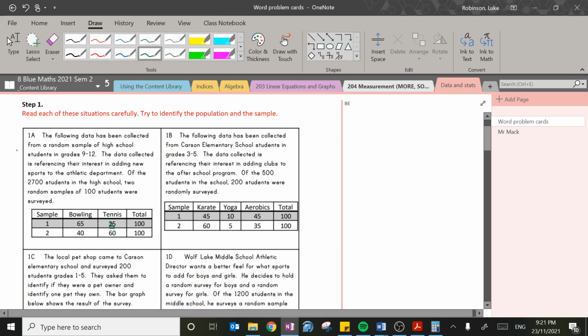So let's read 1A. It says, the following data has been collected from a random sample of high school students, grades 9 to 12. The data collected is referencing their interest in adding new sports equipment to the athletics department.